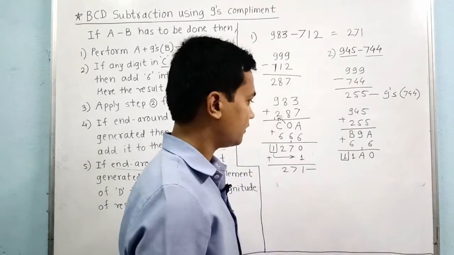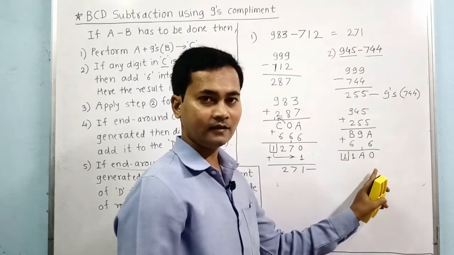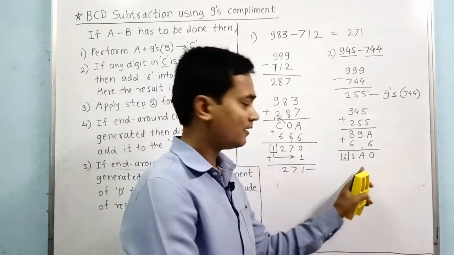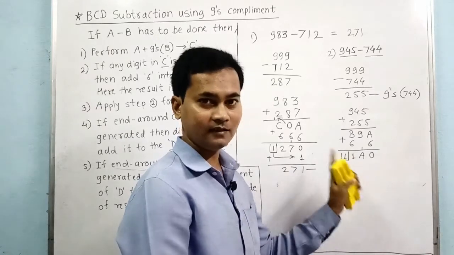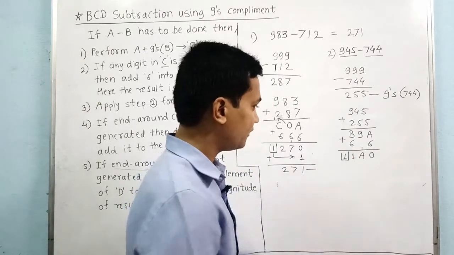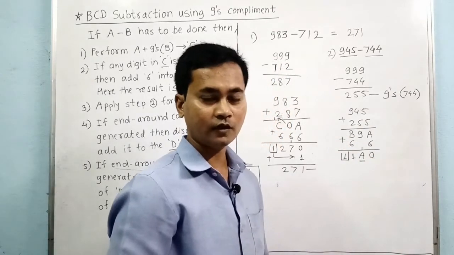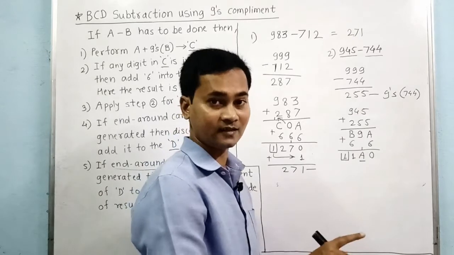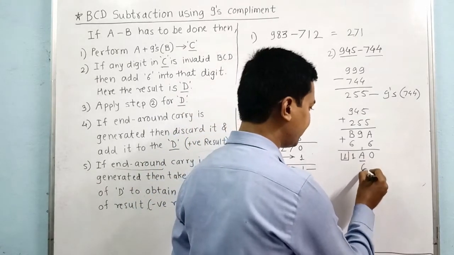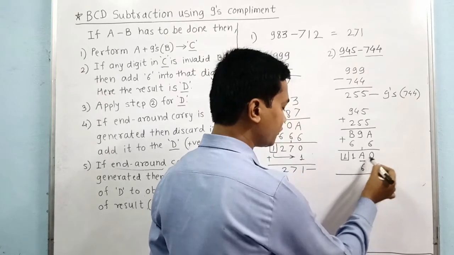Okay, but instead of immediately adding it to the current result, we have to again check whether the BCD result is proper in BCD format or not. So here again we have obtained an invalid BCD digit. Okay, so we will add 6 once again. Okay, so add 6 here. No need to add into this 0 or 1.